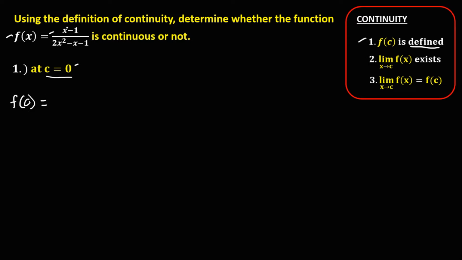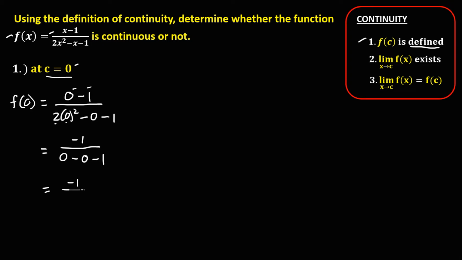Then from this function, we just need to replace this x by 0. So we have 0 minus 1 over 2 times 0 squared minus 0 minus 1. Then simplify: 0 minus 1, that's negative 1, over 2 times 0 squared, this one is 0, minus 0, then minus 1. So we have negative 1 over negative 1. Therefore, f of 0, negative 1 divided by negative 1, is positive 1.